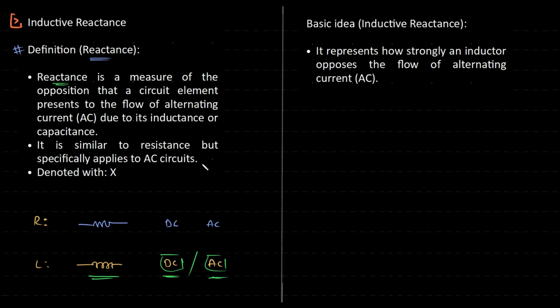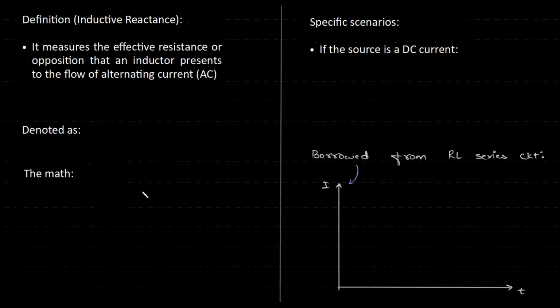Whenever we have an AC circuit, your reactance comes into the picture. It is either from a capacitor or from an inductor. When it's from an inductor, it is known as inductive reactance, as simple as that. So the basic idea of inductive reactance is it represents how strongly an inductor opposes the flow of alternating current. Okay guys, in terms of definition, the key phrase here is flow of alternating current. Now, the official definition of inductive reactance: it measures the effective resistance or opposition that an inductor presents to the flow of alternating current. The same thing we discussed is your definition as well.